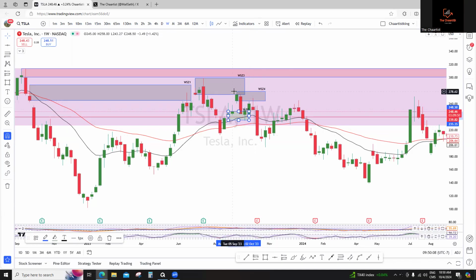Anyways, price goes down and there is no demand. So it should have come here, but it never came here. Now, while going down, another supply zone is formed, which is right here. Weekly supply zone 5. Okay.